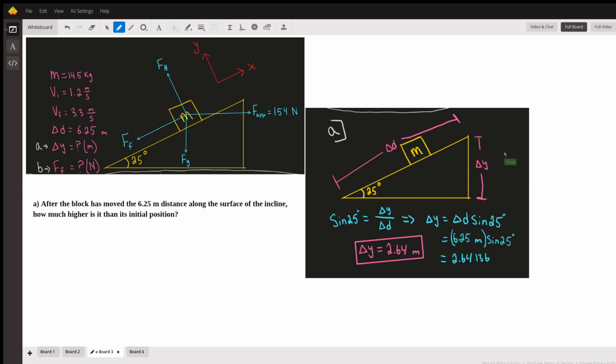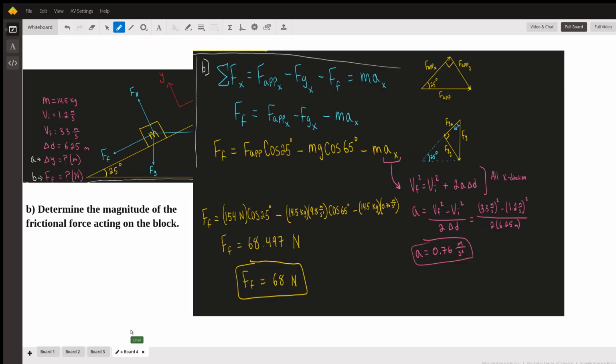We know SOHCAHTOA, sine of 25 will equal delta y over delta d. I can reorganize that for delta y, and that gives me delta y equals delta d sine 25. Plug in our values, and I got 2.64 meters for delta y. So that's the answer, or at least what I got for letter A.